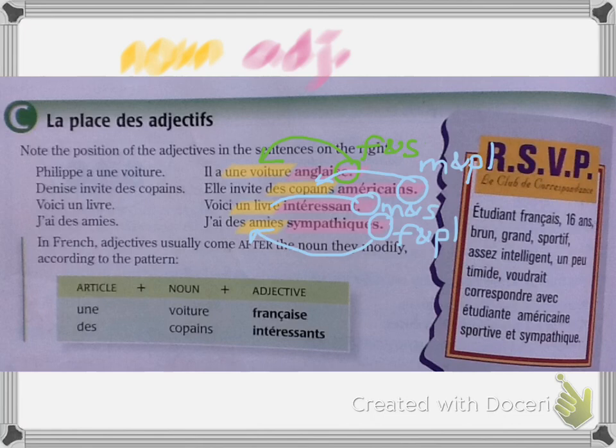So in French, adjectives usually come after the noun they modify, according to the pattern article, noun, adjective. Une voiture française, des copains intéressants.